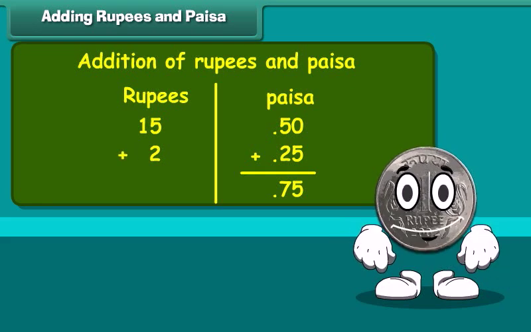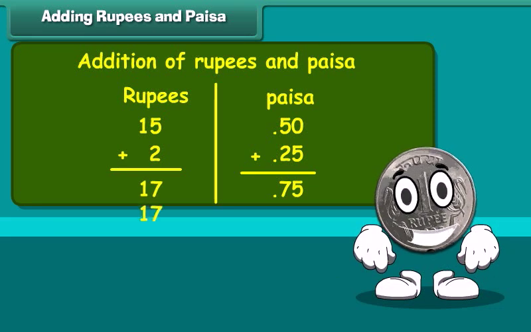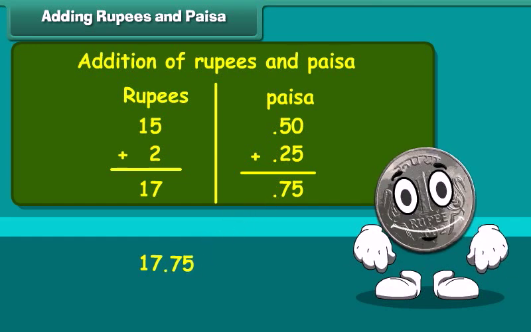Now add numbers in rupees column. 15 plus 2 is 17. Therefore, the sum is 17 rupees and 75 paisa.